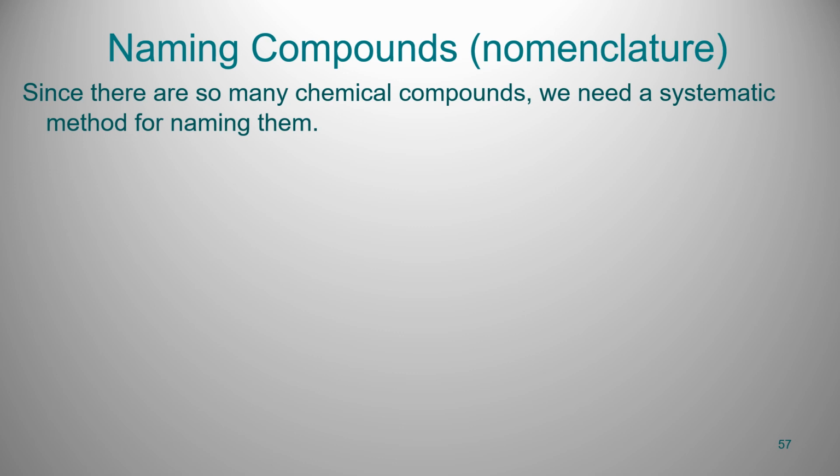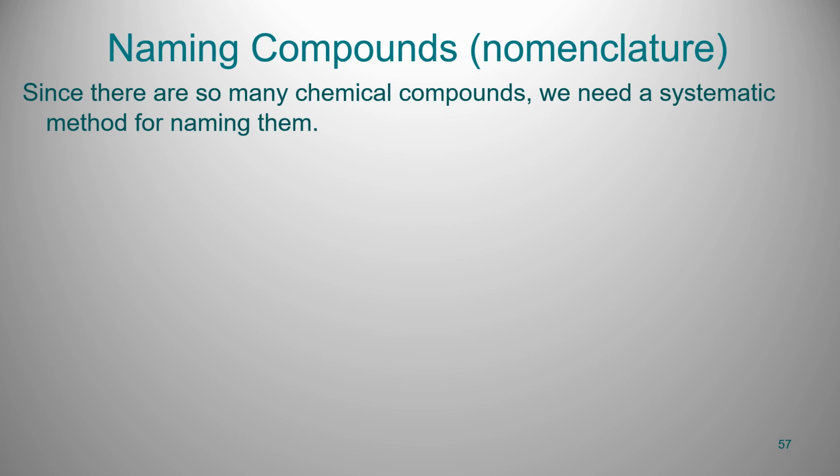All right. How do we name these things now? We need to name them. So there is a system, it's called nomenclature, how to name things. There's so many chemical compounds, we need a systematic method. Well, turns out that there's more than one systematic method for naming them. It depends on the type of compound that you're talking about, if you're talking about ionic, covalent, organic, different things. So there's different naming systems.